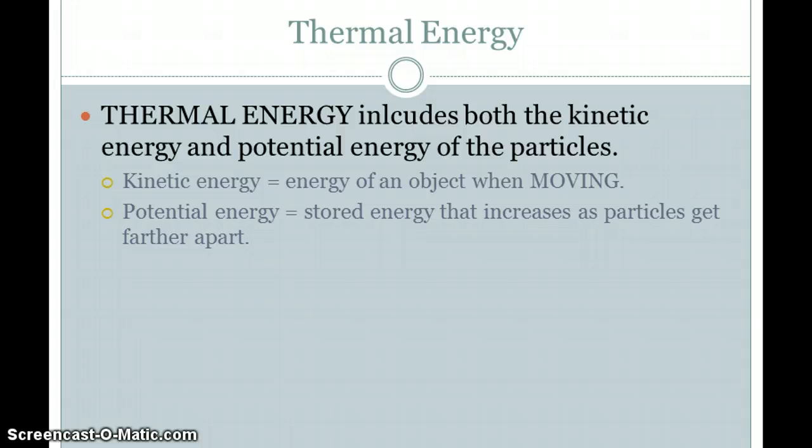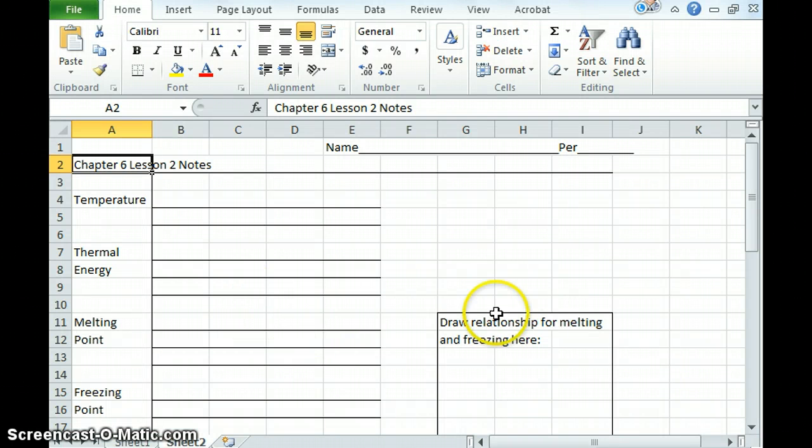The next kind of energy we have is thermal energy, and that is made up of kinetic energy and potential energy. And here I give you some definitions of the two different types of energy, and I would like you to write these in your notes for thermal energy if you can fit them, maybe off to the side over here. So kinetic energy maybe over here, and then potential energy down here.